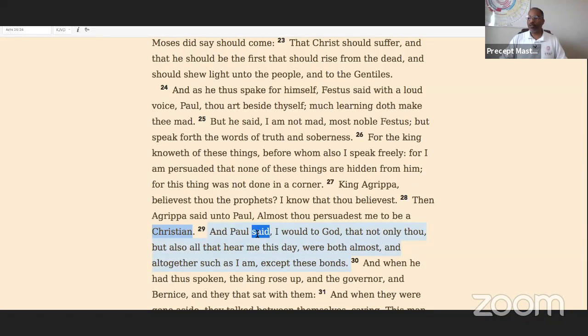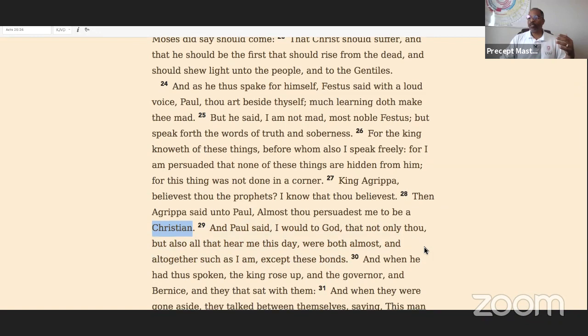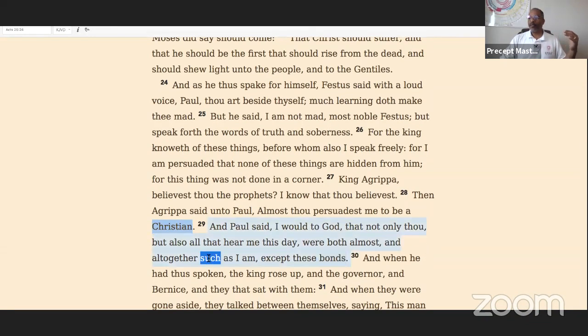And then you have Paul, who said, I would to God, not only thou, but also all that hear me this day, were both almost and altogether such as I am, except these bonds. So you see how he's saying this. It says almost and altogether such as I am, except in these bonds.